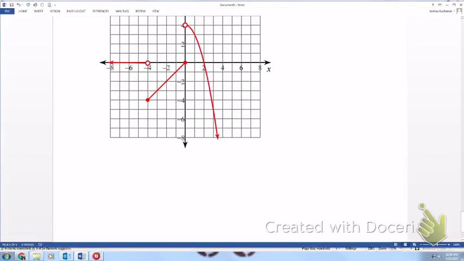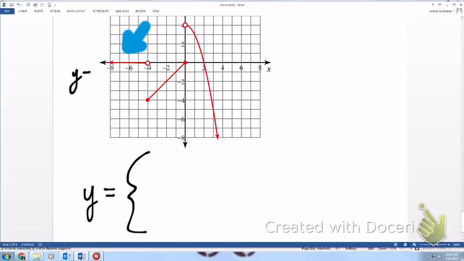Our first example, we have three pieces of this function here. We're going to start from left to right, and we're going to notice that the first function to the left is a horizontal line. Whenever we do our piecewise function, it is going to be y equals with some curly brackets. Horizontal lines have an equation that looks like y equals a constant number, whatever number the y value is on the y-axis. So in this case, that line is y equals 0.